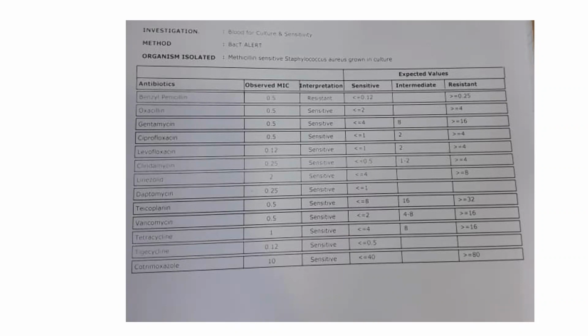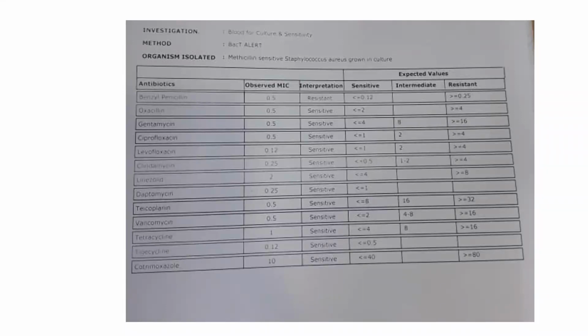And let's say the tigecycline, that also has a 0.12 MIC. So does that mean the efficacy of levofloxacin and tigecycline is the same for that given bacteria, because their observed MIC is the same? But it's not the same. So how to identify that? There is a concept called efficacy ratio, which is basically the ratio of the MIC breakpoint divided by the observed MIC.